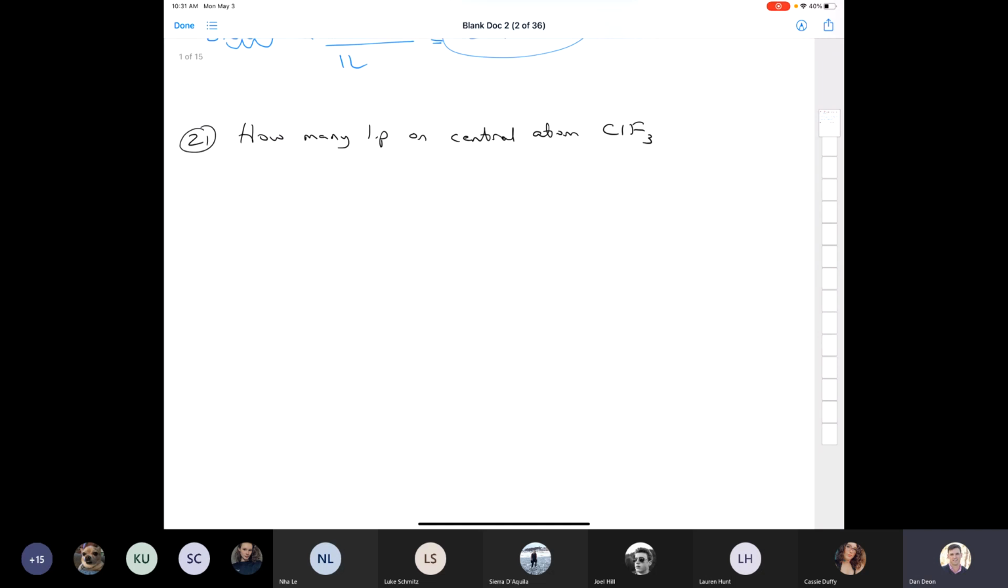First thing we're going to do is figure out the total number of valence electrons. So chlorine has 7 valence electrons. Fluorine is also a halogen. It's got 7 times 3, so that's 21, plus 7. That gives us a total of 28 valence electrons.